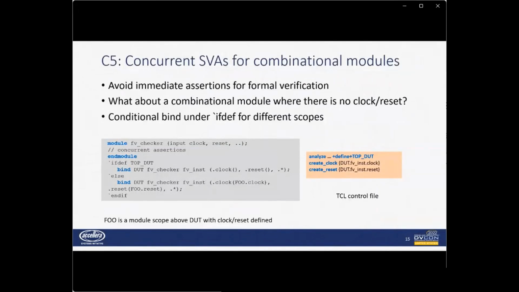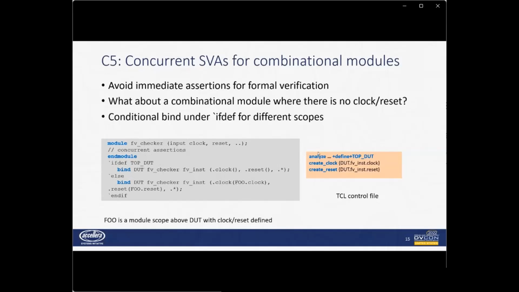Also, formal always prefers concurrent assertion. So how do we handle that? We create a checker module for that DUT, which is a combinational circuitry, and we bind that DUT with a checker. We define clock and reset, but keep them floating. If we move to a different hierarchy on top of the DUT, we use the real clock and real reset. For example, foo is one level higher than the DUT. We can use the real clock from foo and the reset.